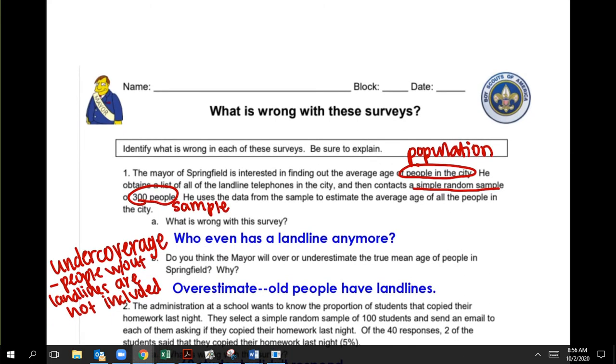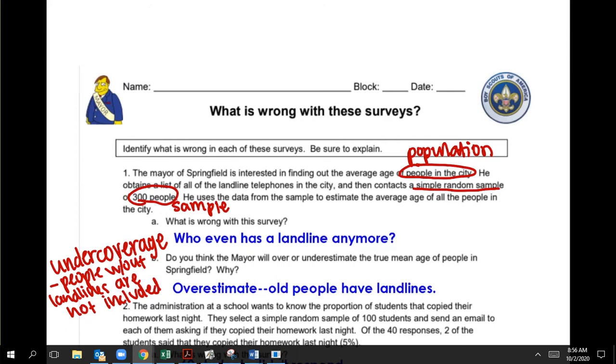Next, we have the administration at a school wants to know the proportion of students that copied their homework last night. So remember, students is your population, and then they select a simple random sample of 100 students, which is our sample, and they email them asking if they copied their homework last night. So of the 40 responses, 2 students said that they did copy their homework, which is 5%. So what's wrong with this survey?